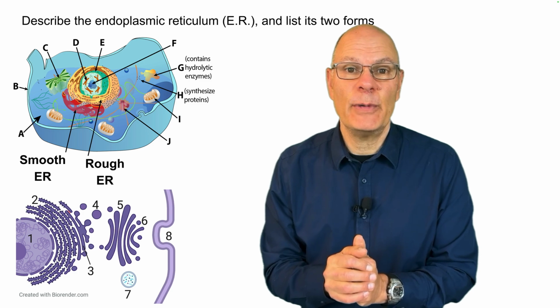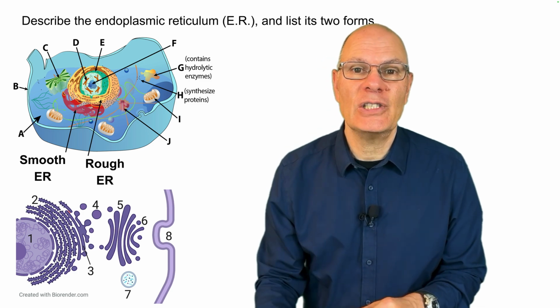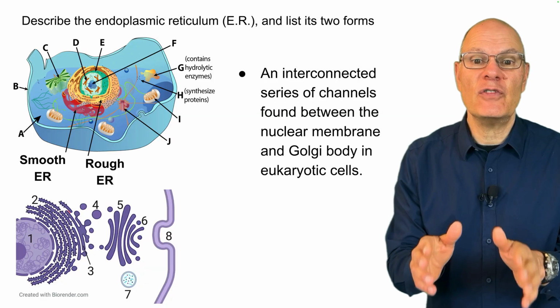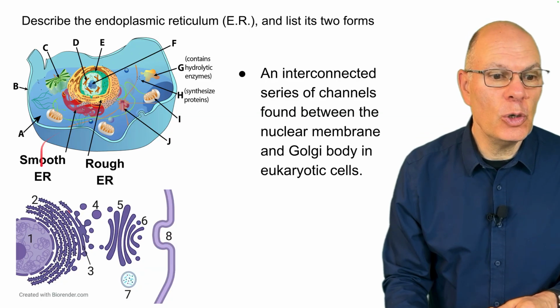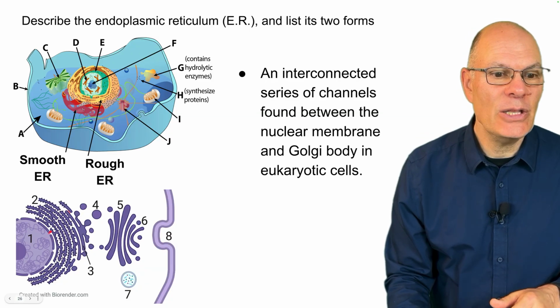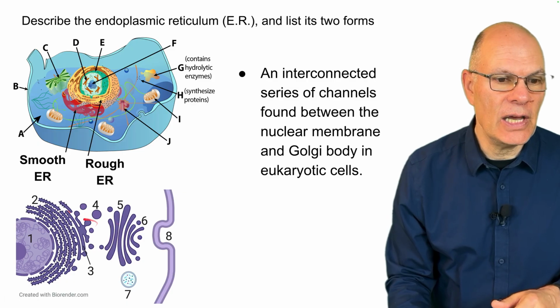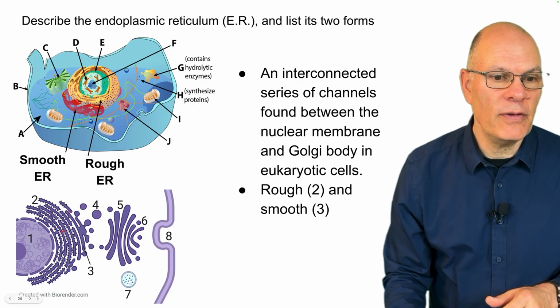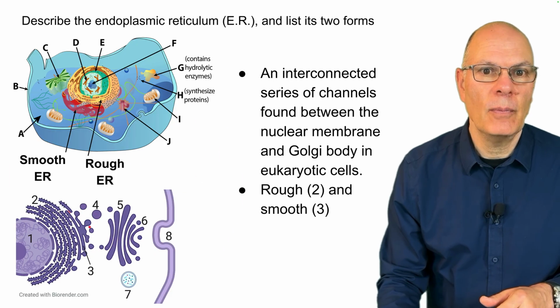Describe the endoplasmic reticulum, the ER, and list its two forms. The ER is an interconnected series of channels found between the nuclear membrane over here and the Golgi body in eukaryotic cells. So here's the ER, and it consists of two forms. There's the rough ER and the smooth ER.